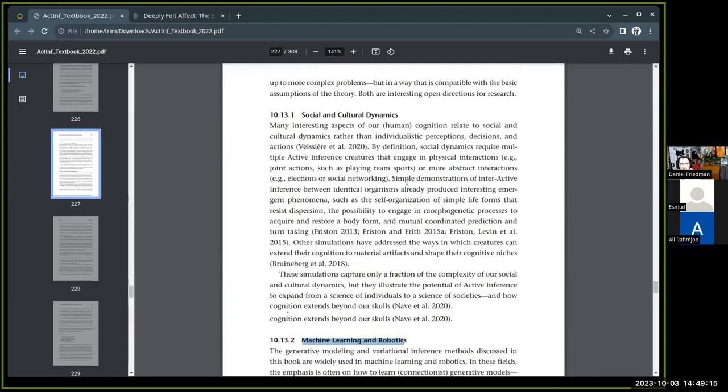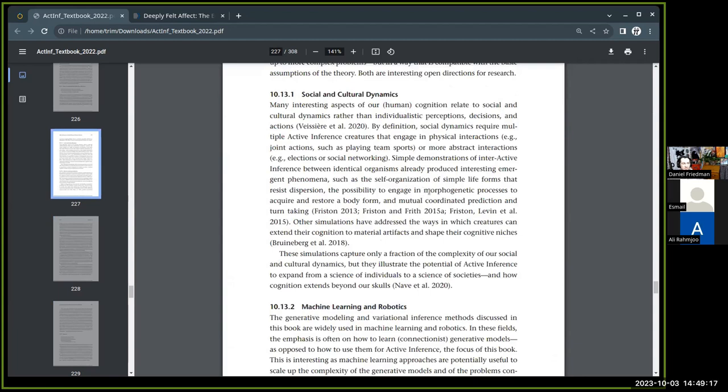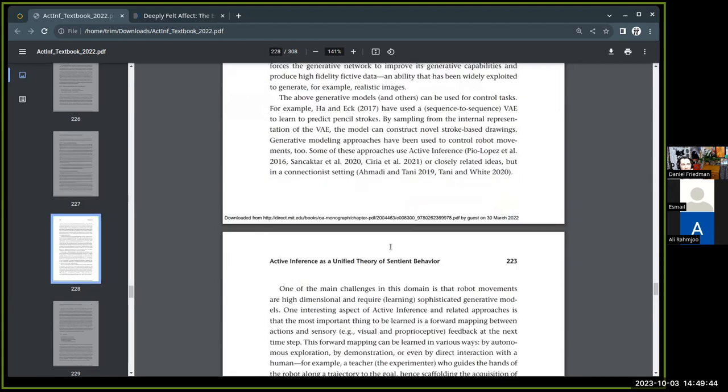Nothing other than there are lots of interesting developments in these particular domains, especially after the explosion of LLMs and generative AI. We can see the application of active inference even to these cutting edge technological developments as well. Cool.